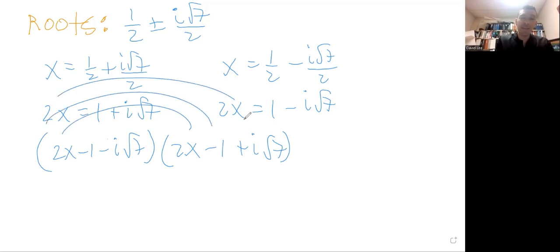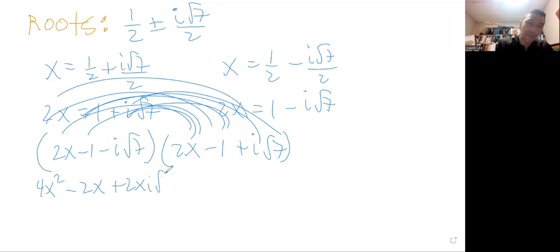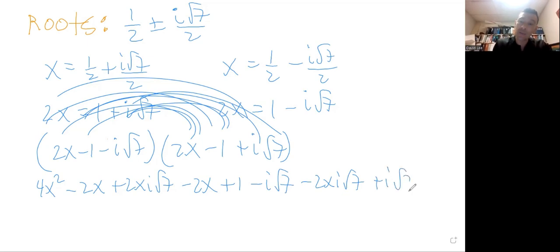And then distribute everything out. FOIL everything out, all 9 pieces. Fully expand this. Here should be the 9 pieces: 4x squared minus 2x plus 2xi square root 7. Then distribute the negative 1: minus 2x plus 1 minus i square root 7. And then distribute the negative i square root 7: minus 2xi square root 7 plus i square root 7, and then minus i squared 7.